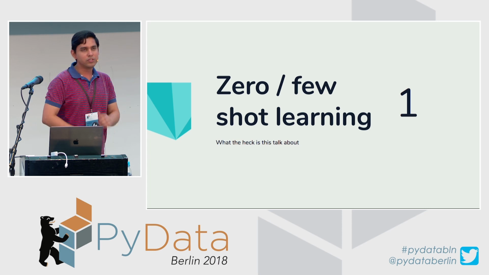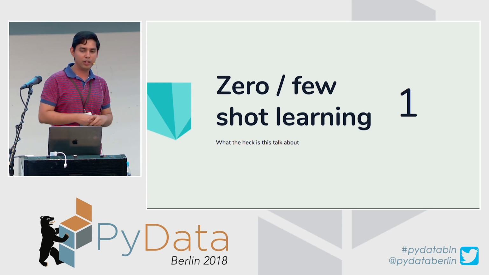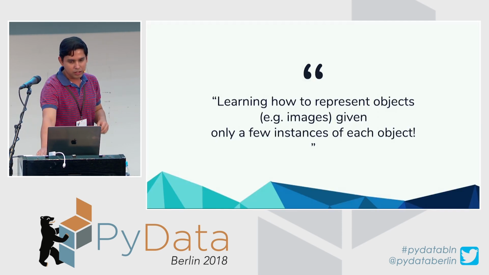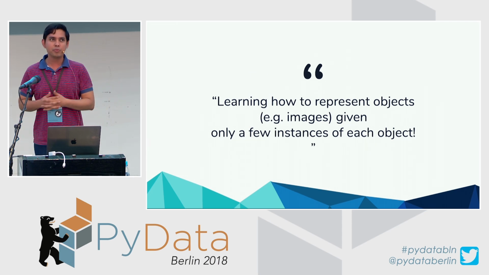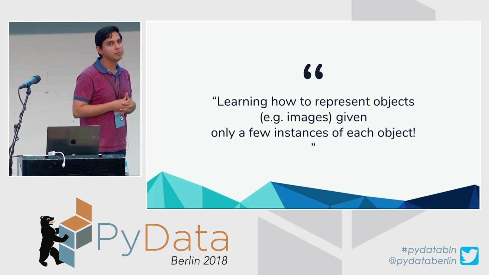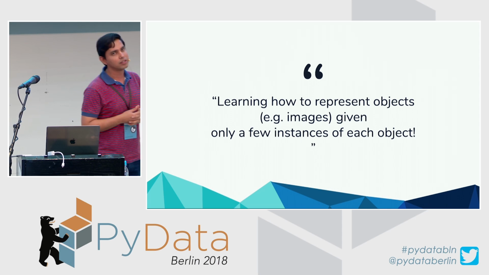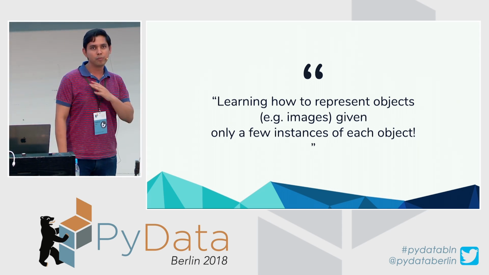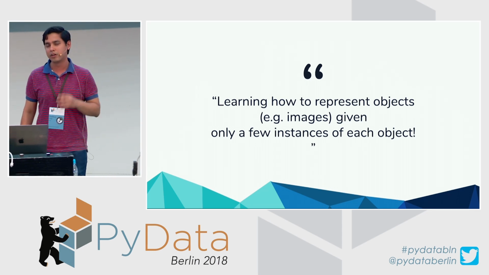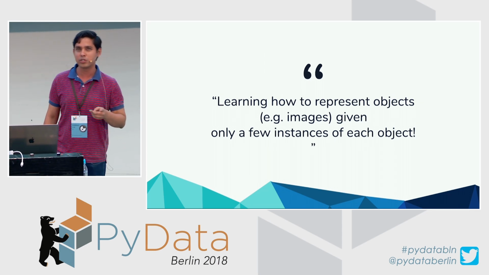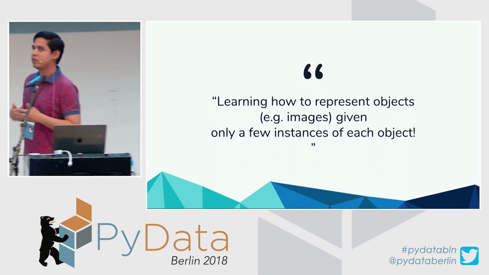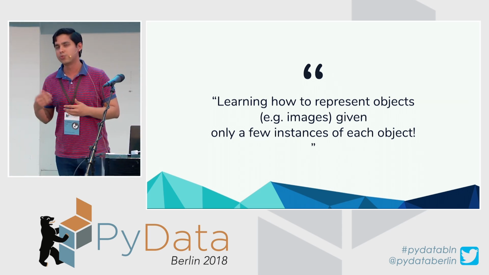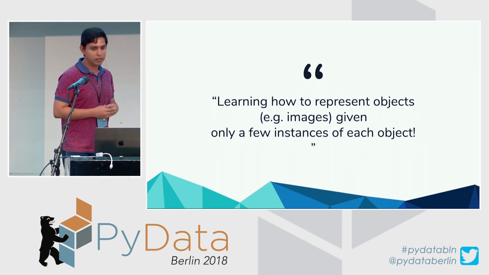So, zero and few-shot learning. What is it all about? So, it is about learning how to represent objects, in our case images, from very few samples, like very few instances of each object. It can range from 0. You haven't seen any of these images before. 1, you have seen 1 instance of these objects. And so on. You can see 5 instances of these objects, 20 instances of these objects.